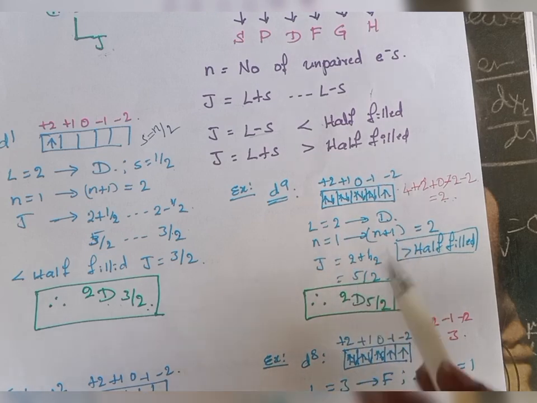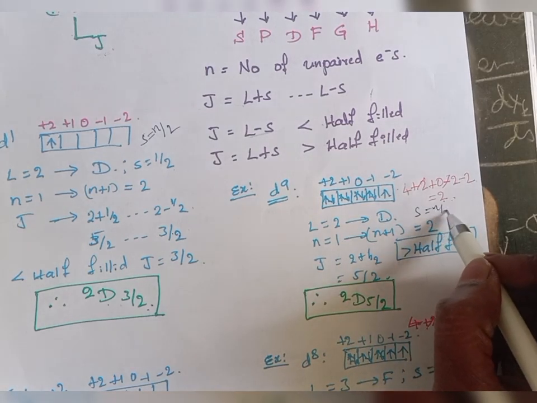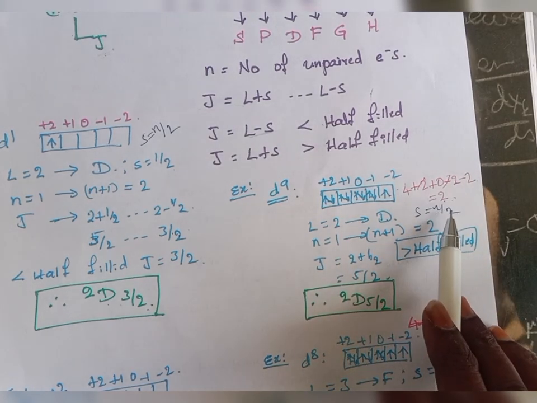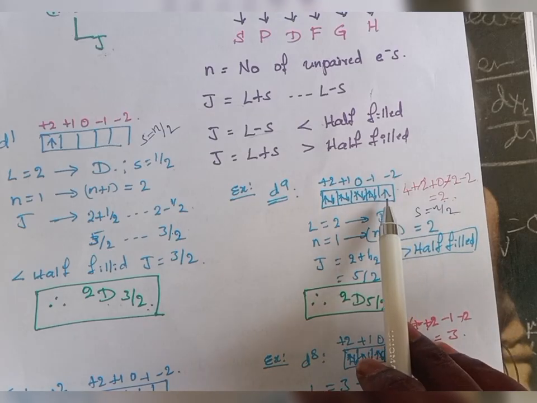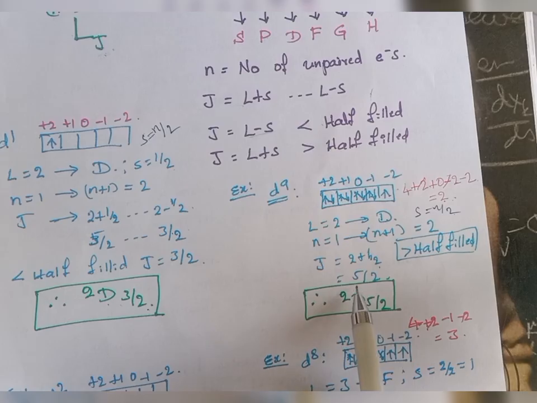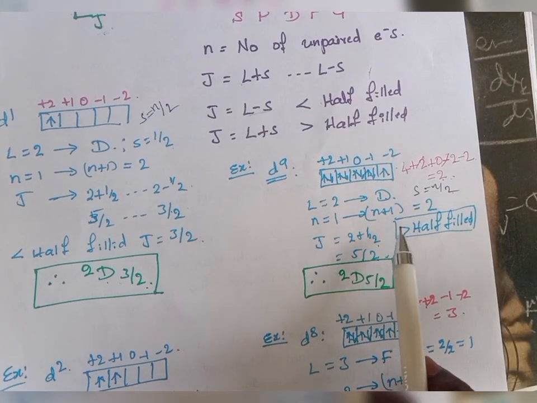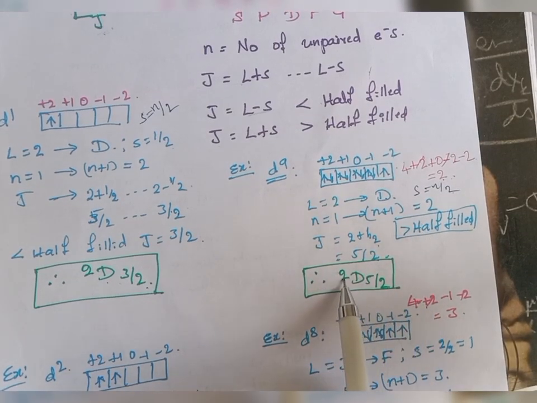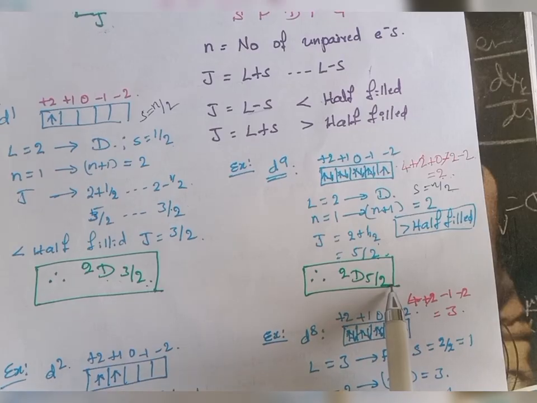And what is S? S equals n by 2. That means the number of unpaired electrons by 2. Here the number of unpaired electrons is 1. So 2 plus 1 by 2, so it is 5 by 2. So the term symbol will be 2D5/2.